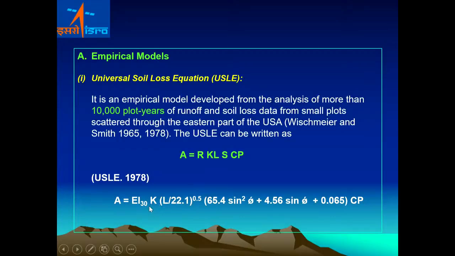K is the soil erodibility. L is the slope length, the field length. Any length of your field, suppose your field length is L, divide by 22.1 to the power 0.5, and you can get the L value.